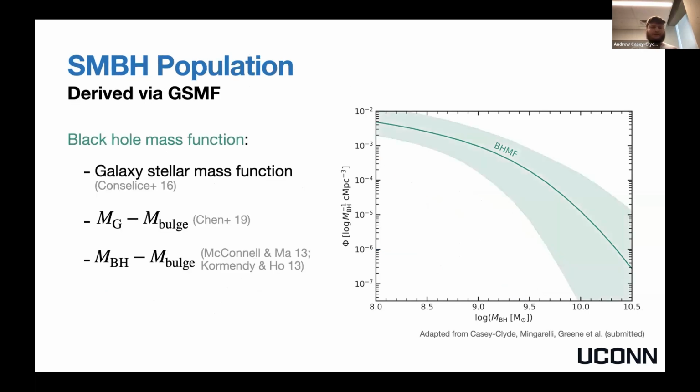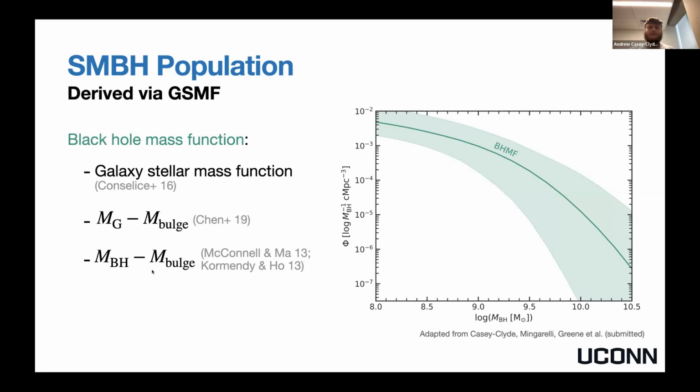I'll go through each of these mass functions in turn, starting with the supermassive black hole mass function, which I have here in green. To calculate this, we use a galaxy stellar mass function, or really a compilation of galaxy stellar mass functions from Conselice et al. 2016. We then convert that galaxy stellar mass function to a black hole mass function by basically assuming a couple of scaling relations, first from the galaxy stellar mass to the bulge mass, and then from the bulge mass to the actual black hole mass.